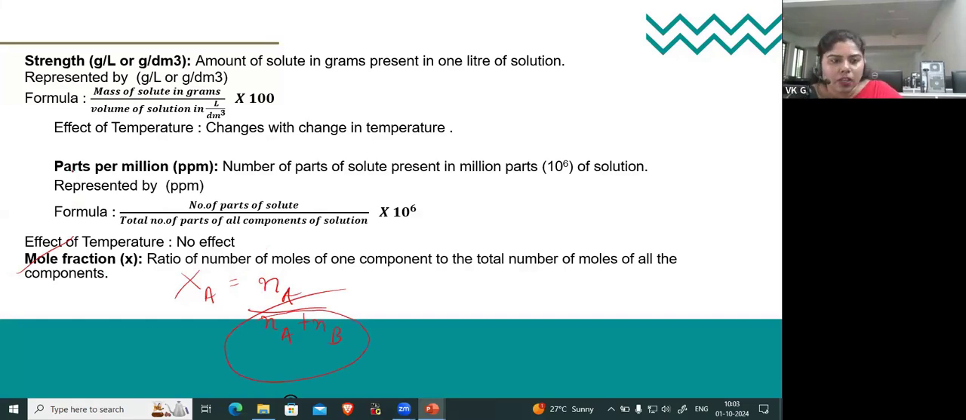Then you went to something called parts per million. I told you that this is mainly applicable to find any particular concentration in trace quantity, in smaller quantity, when you find out how much is present out of a million components. The formula goes as number of parts of solute divided by total number of parts of all the components, into 10 to the power 6. As it is million, it is 10 to the power 6. That one thing you have to remember.